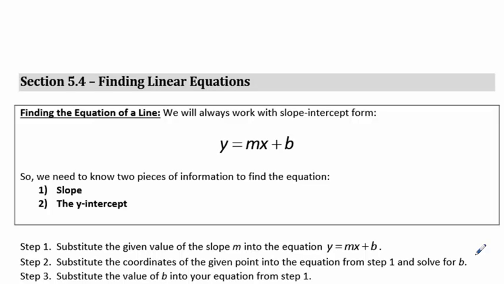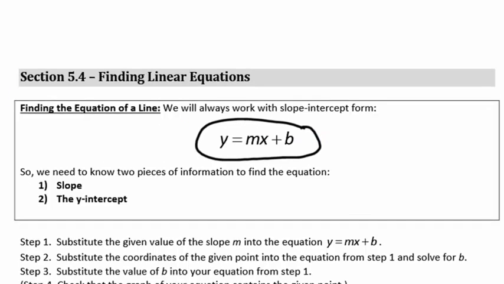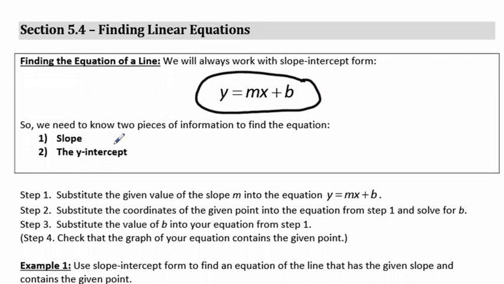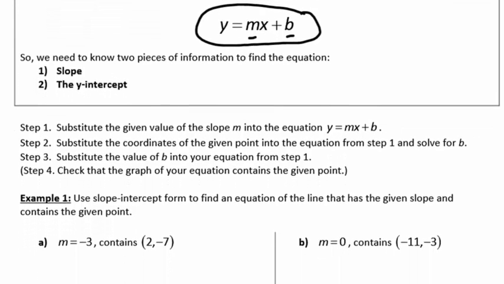Section 5.4 is about finding linear equations. We already know that the equation of a line could be written in the form y equals mx plus b. This is called slope-intercept form. To be able to write something in this form, we need to know the slope and the y-intercept, the two numbers that are going to appear in our equation.